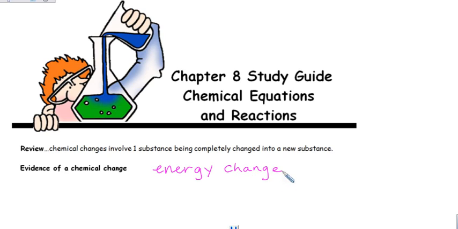A chemical reaction will always be accompanied by some kind of an energy change. Exothermic, where energy is released, or endothermic, where energy is absorbed. You might see a color change.